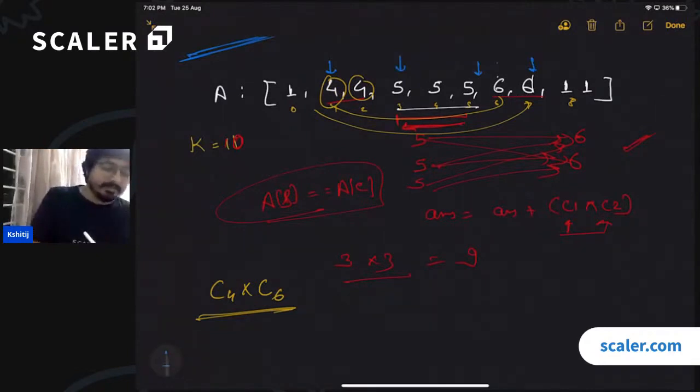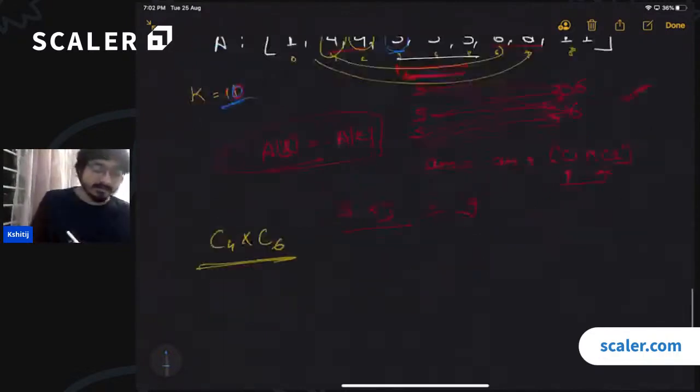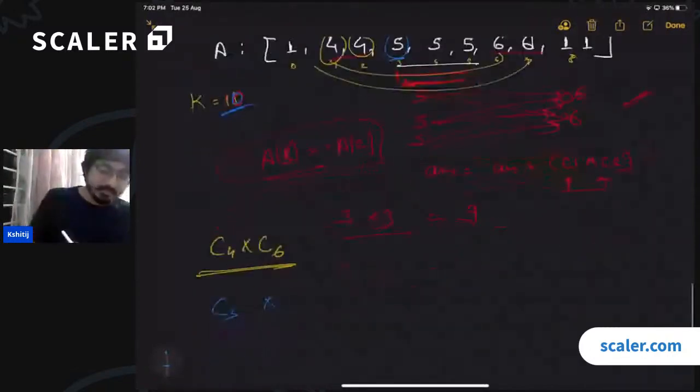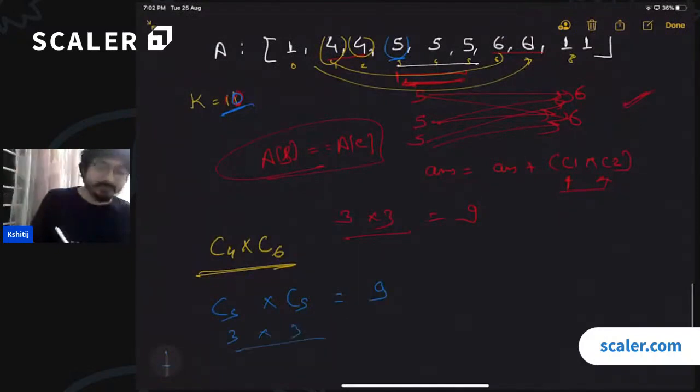So if you are finding a sum equal to 10 and your start is at 5, end is at 5, you will be counting the occurrences of A of start, which is count of 5. You will be counting the occurrences of A of end, which is again count of 5. This is going to give you 9, because this occurs 3 times, this also occurs 3 times. This is wrong, right? Why is it wrong? Because you are considering pairs between all of these 3 fives.